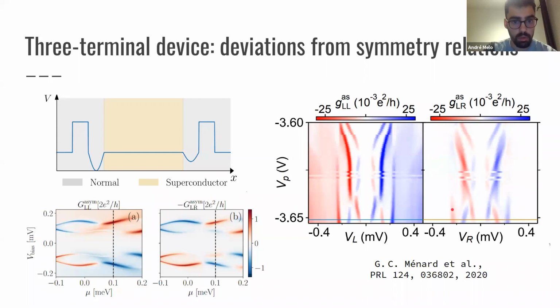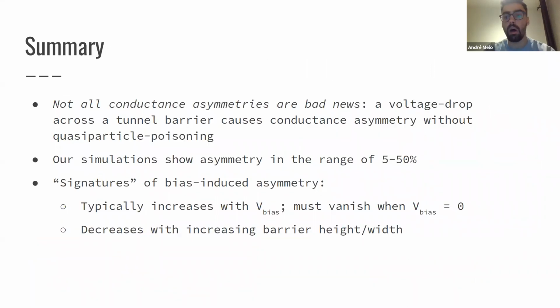All right, so this brings me to the end of my talk. To summarize, I think our main message is that not all conductance asymmetries are bad news. A voltage drop across a tunnel barrier can also cause asymmetry without quasiparticle poisoning or dissipation. And our simulations show that this asymmetry can be in the range of 5 to 50%.